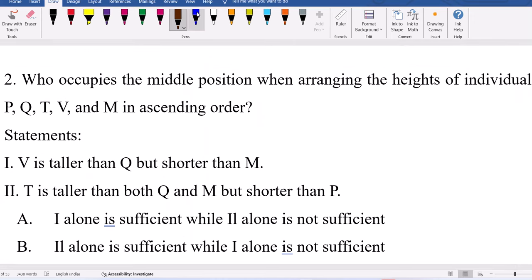Data sufficiency, critical thinking and problem solving related data sufficiency. I already told you which topic comes under which section, right? Now the question here is, who will come in the middle position when arranging P, Q, T, V, and M in ascending order? Middle position, whether ascending or descending order, will not change, so that's not a worry.